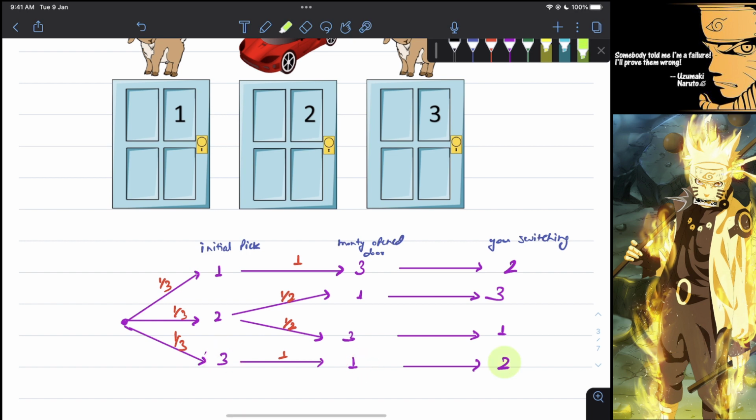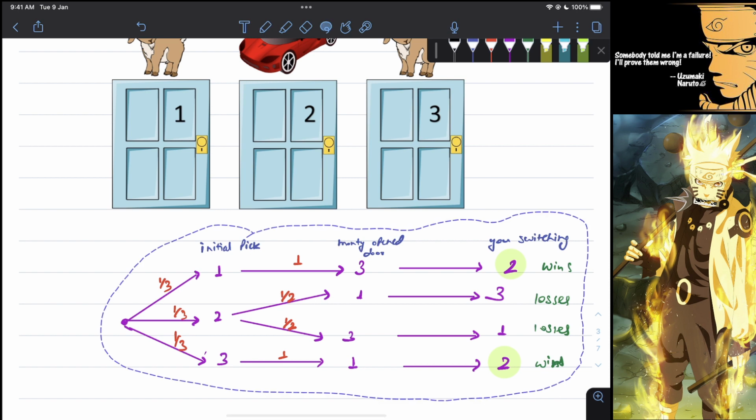Now you can see, out of all these scenarios, if you switch, you are winning in these two scenarios. These two are your wins and these two are your losses. Let's calculate the overall probability of you winning.